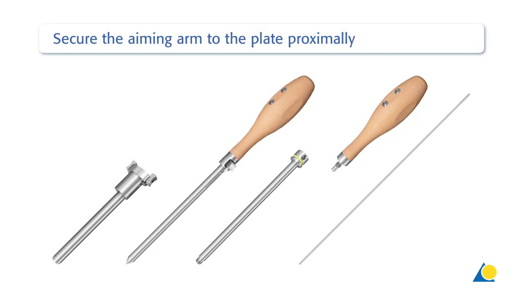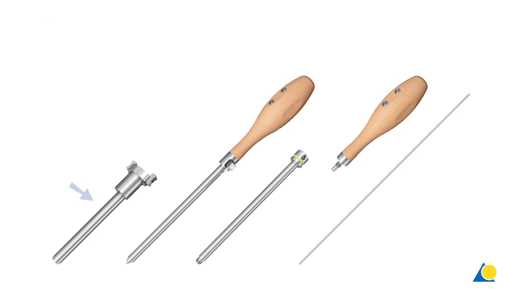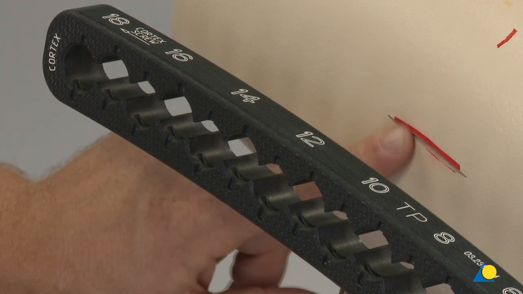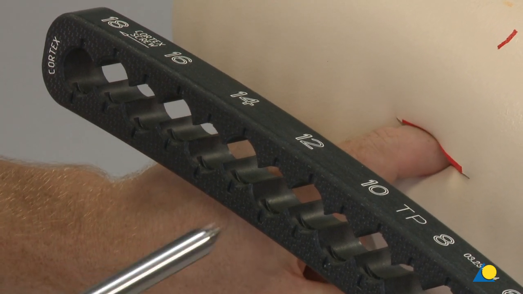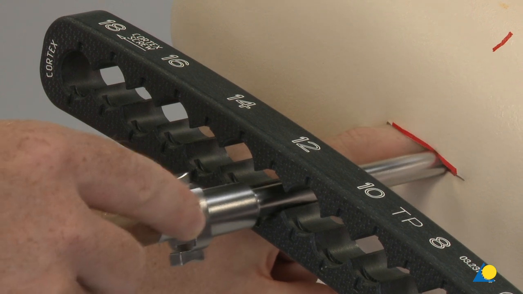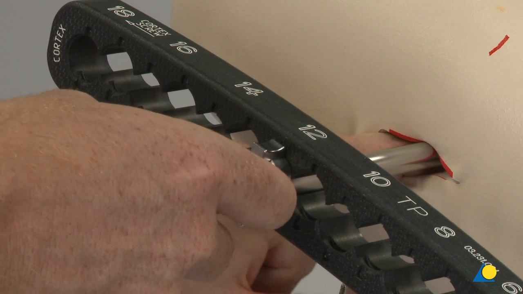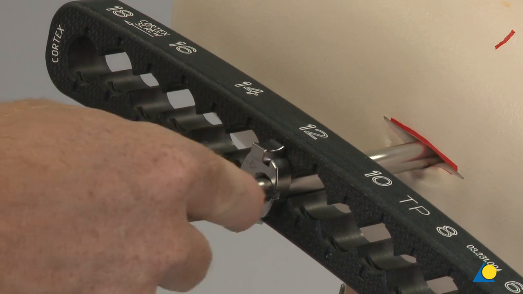The instruments needed to secure the aiming arm to the plate are the guide sleeve, the trocar with handle, the wire guide, the handle, and the 2.5 mm guide wire with drill tip. Insert the trocar with handle into the guide sleeve. Insert the assembly through the incision and down to the plate. Align the self-retaining features until the guide sleeve snaps completely into the aiming arm. Remove the trocar.